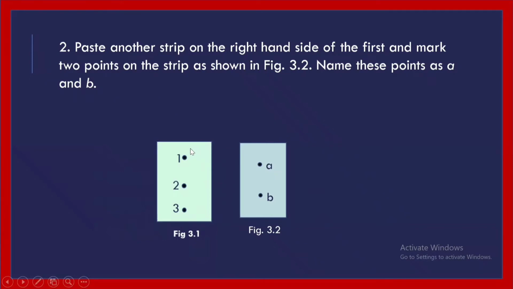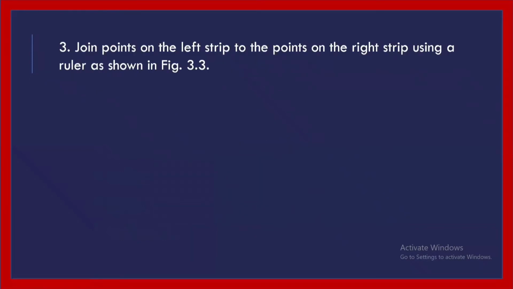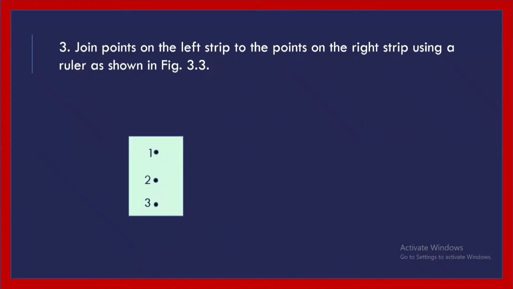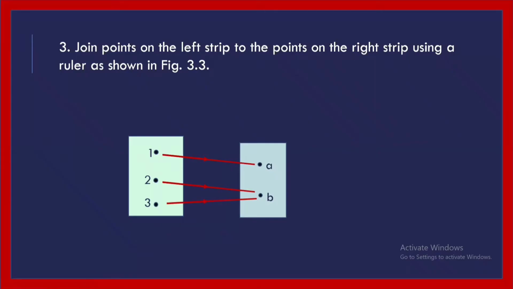Next, join the points on the left strip to the points on the right strip using a ruler as shown in figure 3.3. So this is your final pasting work. You have your figure 3.1, you have your figure 3.2, and you join them in this manner, and that will become figure 3.3. So I join 1 to A, I join 2 to B, and I join 3 also to B. So this is the correspondence that I have made, and I mark this as figure 3.3.